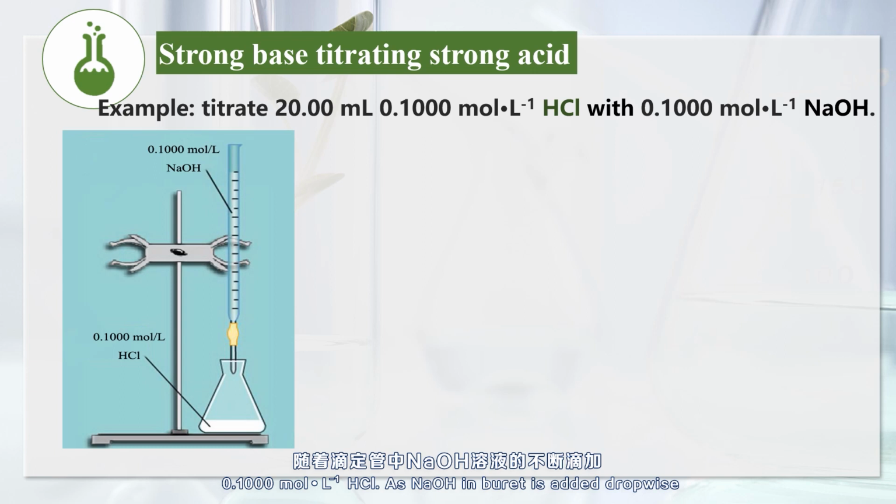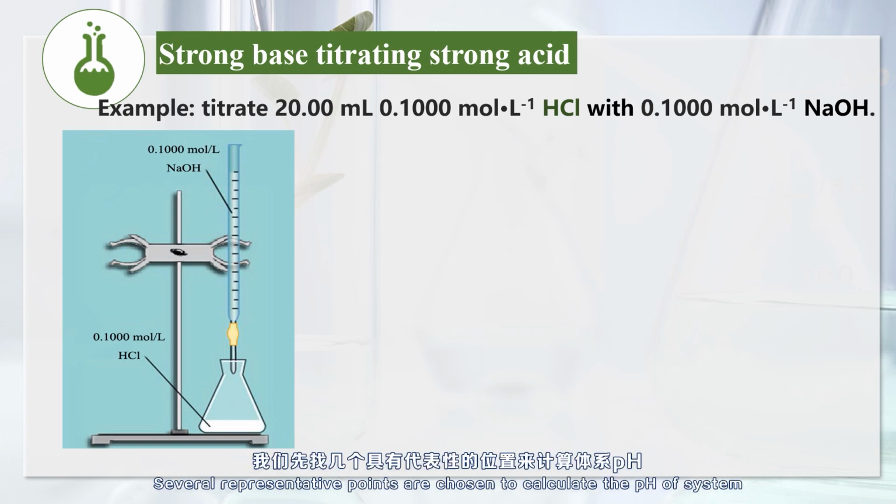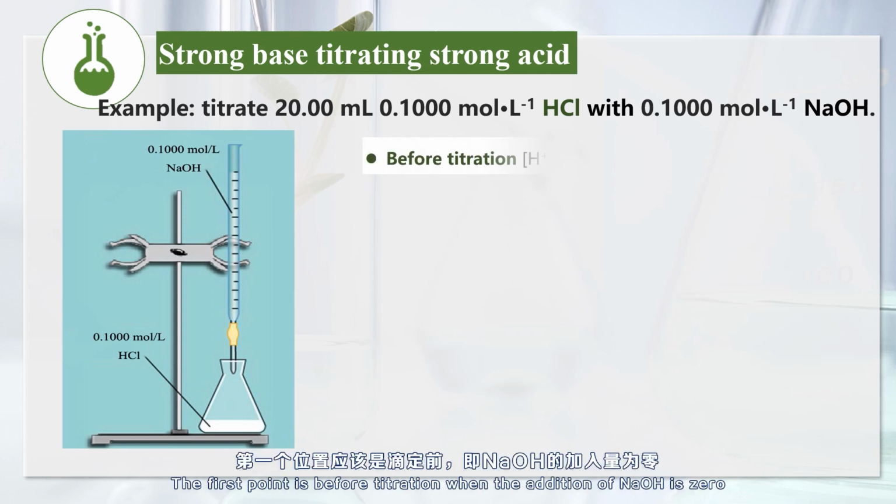As sodium hydroxide in the burette is added dropwise, the pH of the solution in the Erlenmeyer flask changes accordingly. Several representative points are chosen to calculate the pH of the system. The first point is before titration, when the addition of sodium hydroxide is 0.